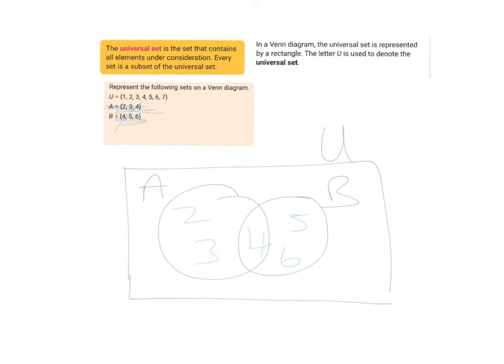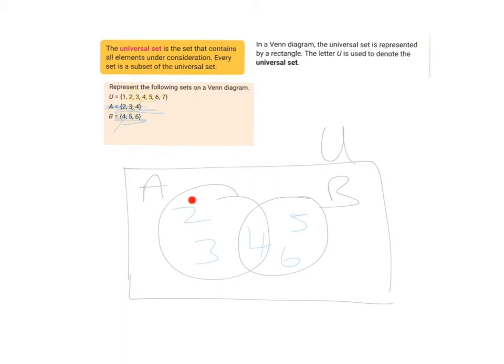Then the universal set represents all the elements under consideration. So you have to go back and see if there is any part of the full universal set they gave you, which is 1, 2, 3, 4, 5, 6, 7, that we have not accounted for. I'll just cross out the ones that we have used: the 2, the 3, the 4, the 5, and the 6. So they're gone. The only two left that we haven't done are the 1 and the 7.